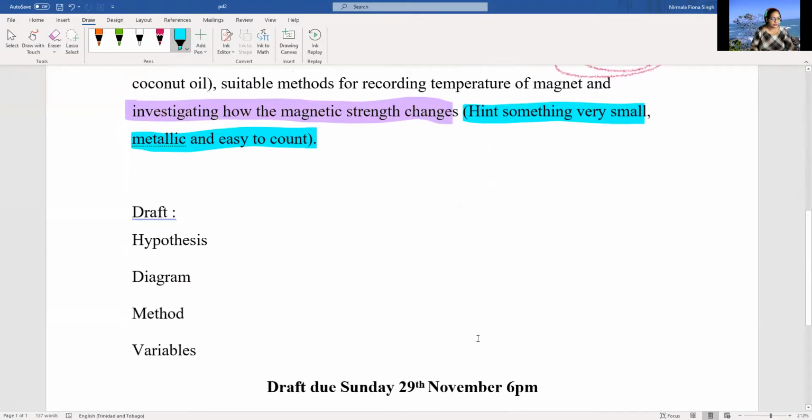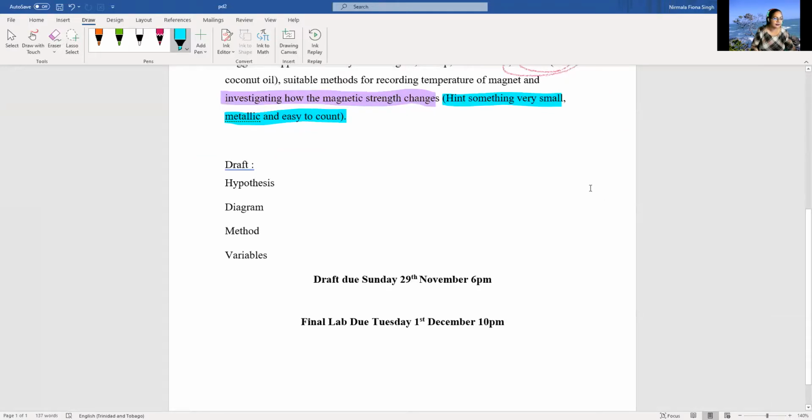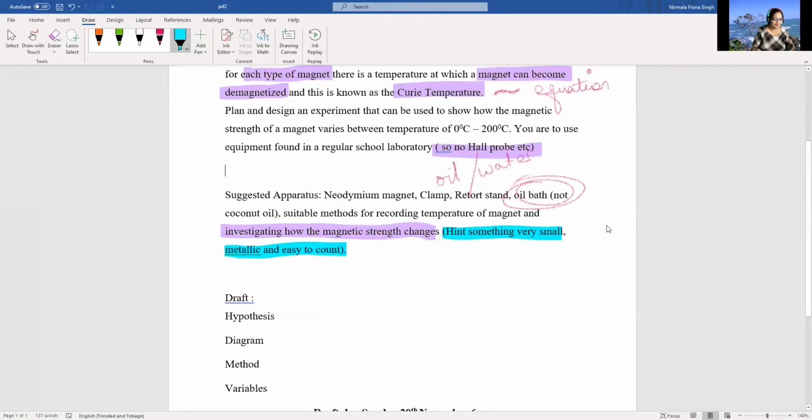So what I want you all to do. Yes, but we were talking about how in Form 5 we tied the metal to a string and then dipped it in the water. So we could do the same thing for the magnet.